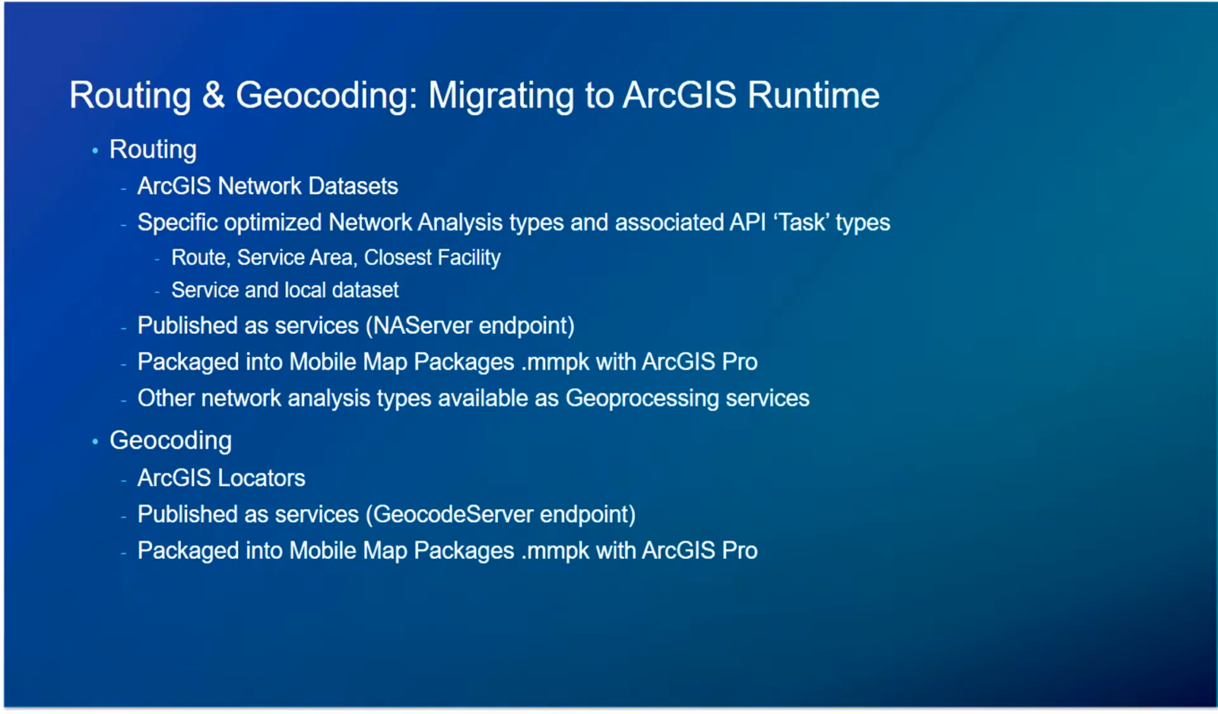But you can also execute these tasks against local data. So if you have a mobile map package that contains a network that's come from ArcGIS Pro, then you can use the same route task class against a local network dataset, and that's incredibly fast, optimized routing. Similarly for service area and closest facility.